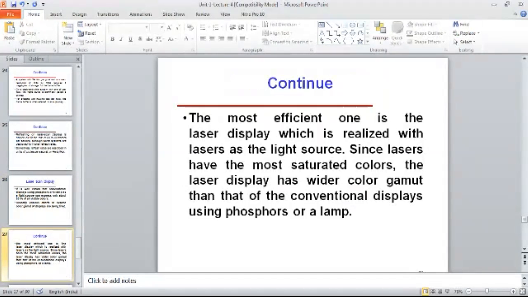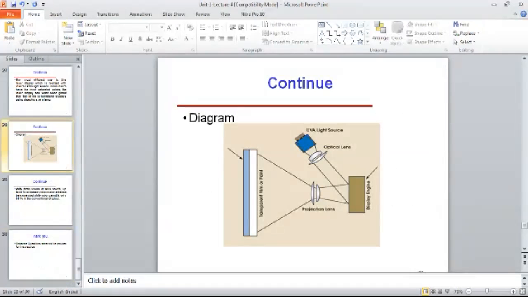Earlier, the conventional methods of displays used phosphors or a lamp, but in this case we have a plenty of colors. Here the range is very wide, a complete set of colors. So this is the latest one. This is the diagram again.